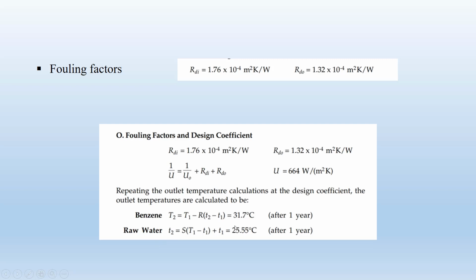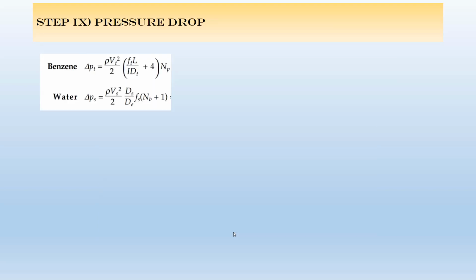If you compare this new temperature with the previous temperature, you can see that the exit temperature of hot fluid increases and the exit temperature of cold fluid decreases after 1 year. It clearly shows that the actual efficiency of the heat exchanger decreases because of the fouling factor. Okay, now pressure drop. We already discussed that you can use this equation to find the total pressure drop in the tube side and in the shell side.